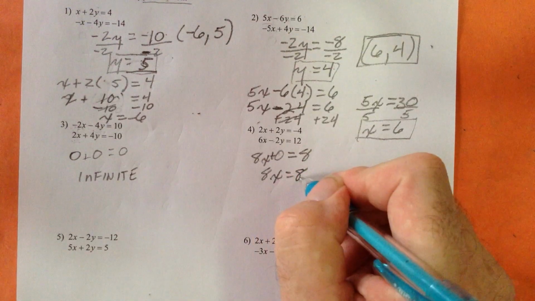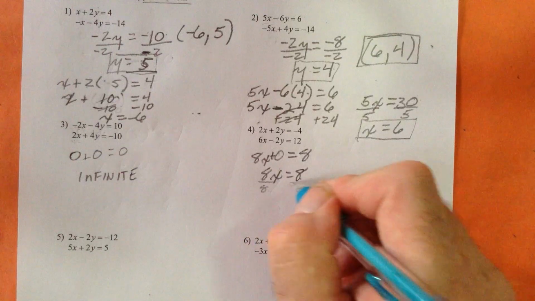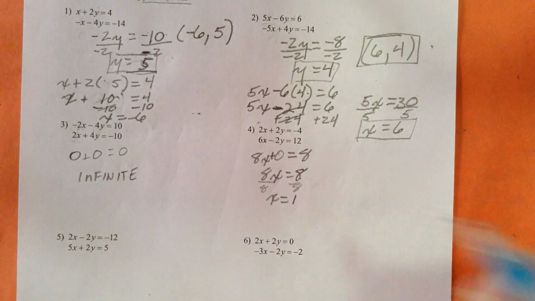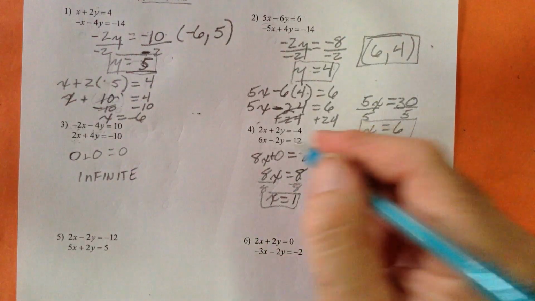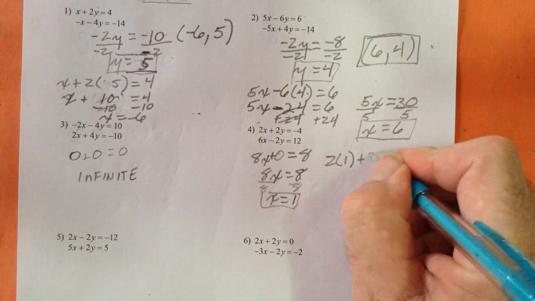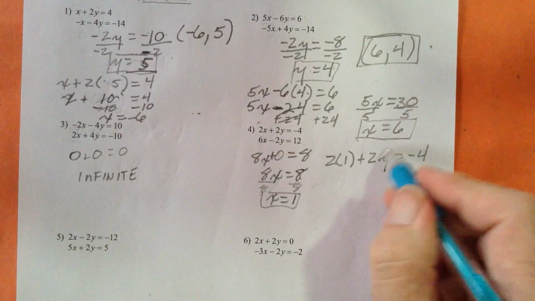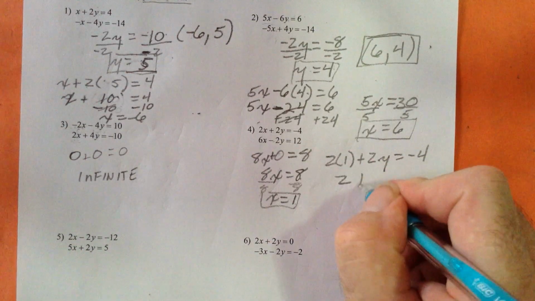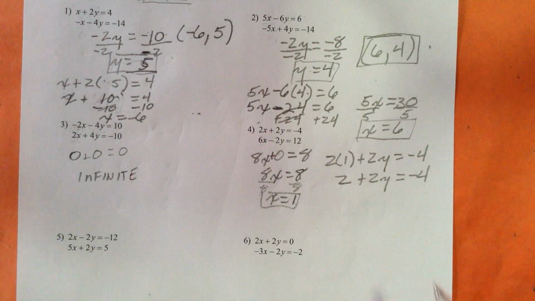So 8 times what equals 8? Well, people see that's 1, or 8 divided by 8 is going to be 1. So x equals 1. So if I know the x is 1, then I can plug it in up here. 2 times 1 plus 2y equals negative 4. So now I can find the y, since I know the x. So 2 plus 2y equals negative 4.